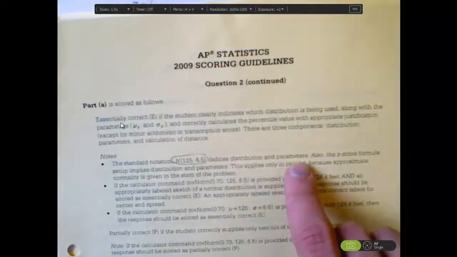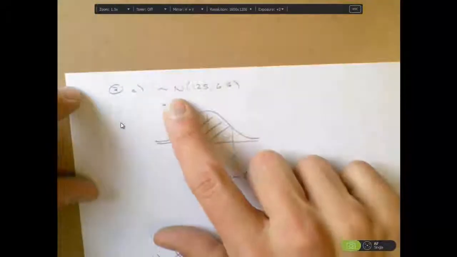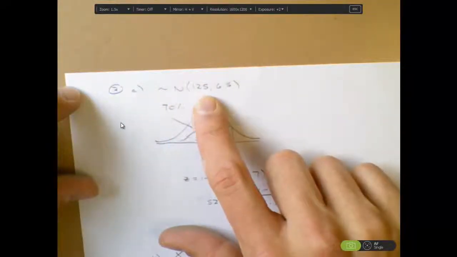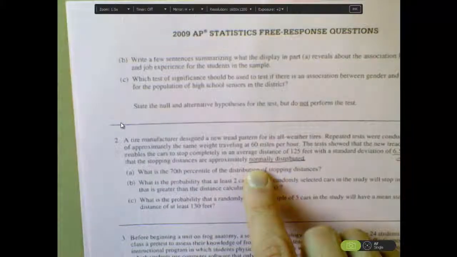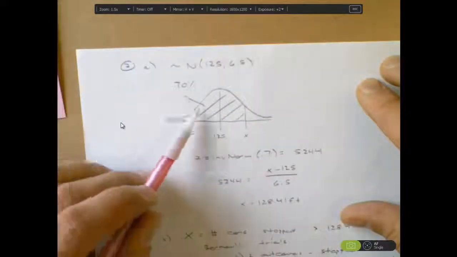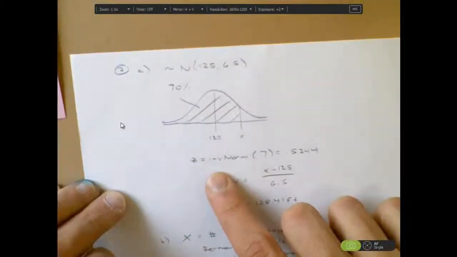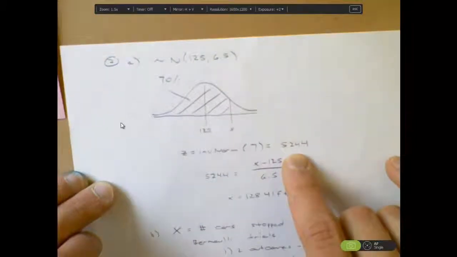And you'll notice, like we did in class, this suffices as distribution and parameters. So there's my distribution. It's approximately normal. Mean, standard deviation, how do I know it? They said it's approximately normally distributed. So when you're given a percent, you use inverse norm. So there's 70% below. That gives me a z-score of 0.5244.